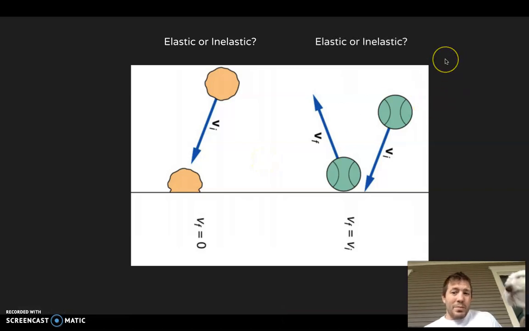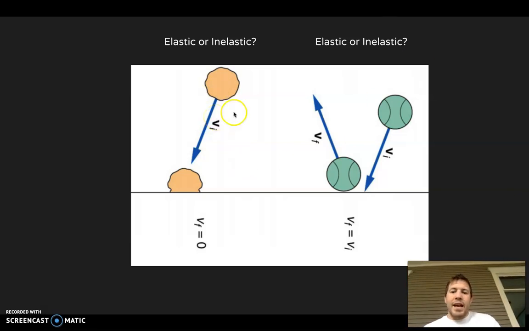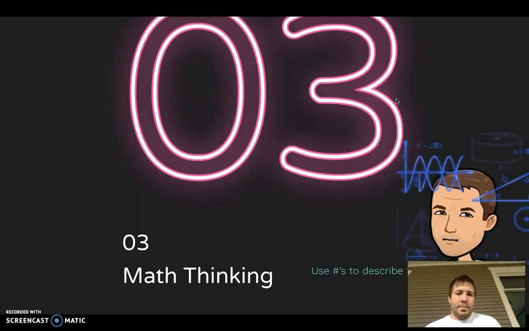So what kind of a collision is this second one? It looks like a basketball. You're right, it's elastic. And the reason why it's elastic, even though the ball probably slightly deforms when it strikes the ground, is that it immediately rebounds, figuratively and metaphorically, and it comes back to its original shape, and it moves off. So we have the orange, which represents an inelastic collision, and then this green, which represents an elastic collision.